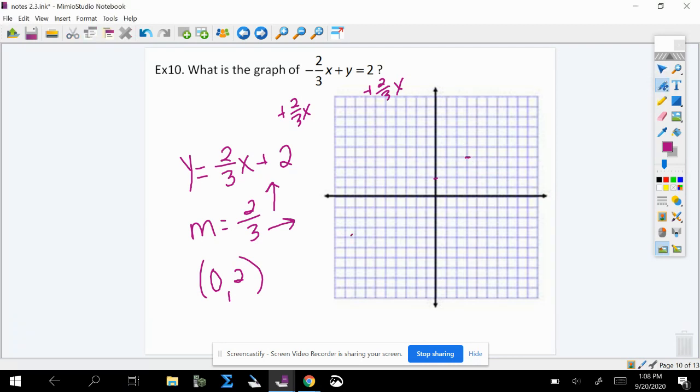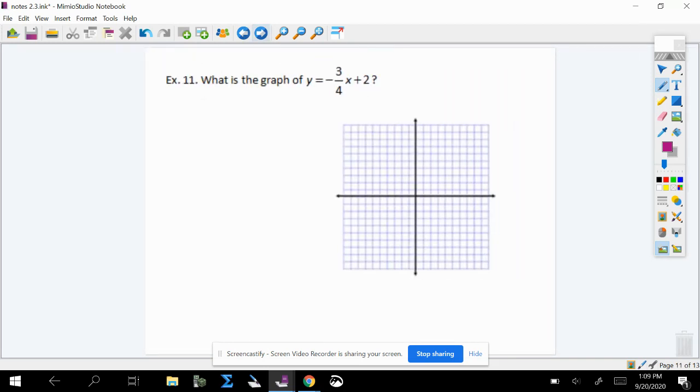So I'm then going to connect the dots. Oh, I kind of missed both points. Not the best graph. Let me try that again. So I'm starting at (0, 2), and then I'm going up 2 over 3. Let's see if I can get that. That's a much better line. And again, you'll notice it has a positive slope and it's a rising line.